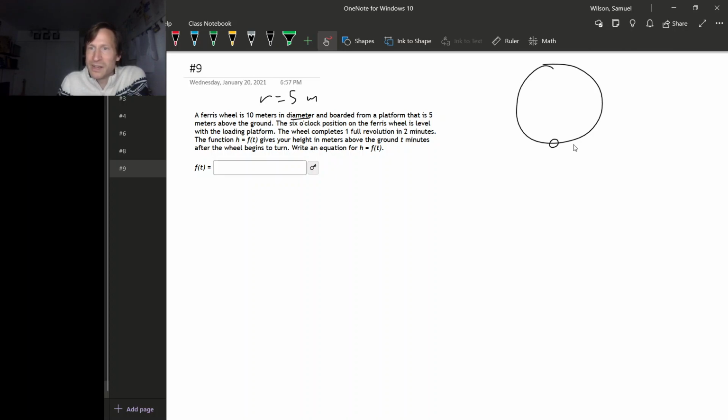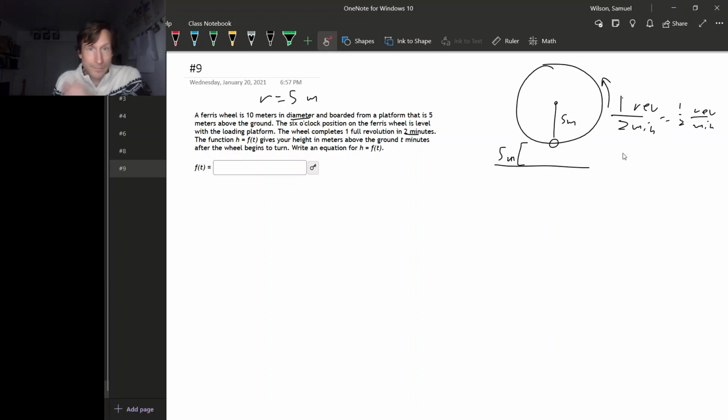So we're boarding 5 meters above the ground, and the radius here is 5 meters. That's either a tall platform or a small Ferris wheel. Okay, 6 o'clock position on the Ferris wheel is level with the loading platform. Wheel completes 1 full revolution every 2 minutes. So this is rotating at 1 revolution per 2 minutes. So that's 1/2 a revolution per minute. And we need to write a function that gives the height in meters after t minutes.